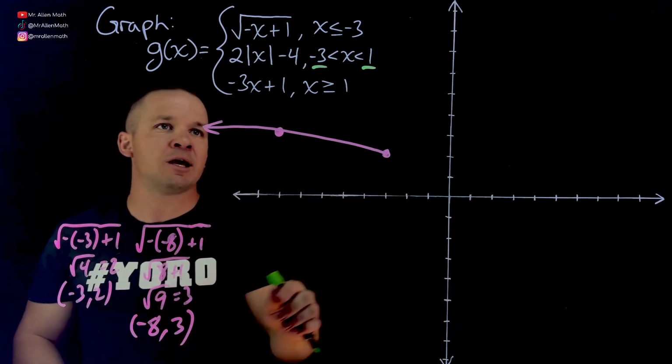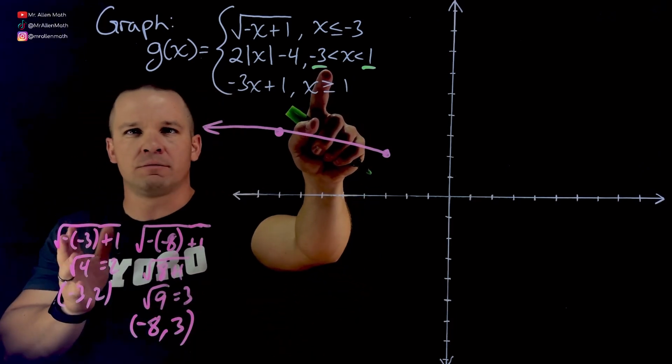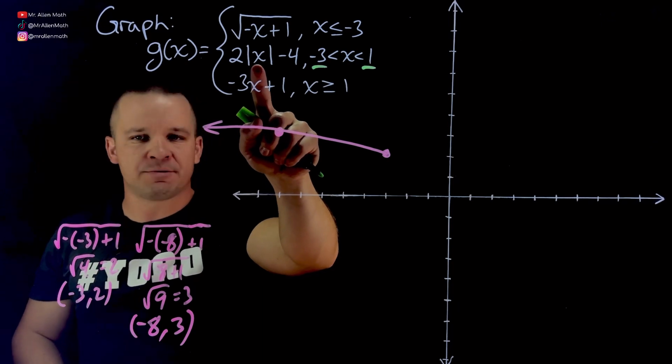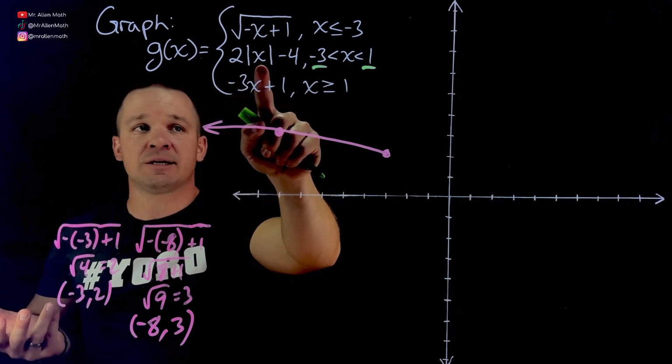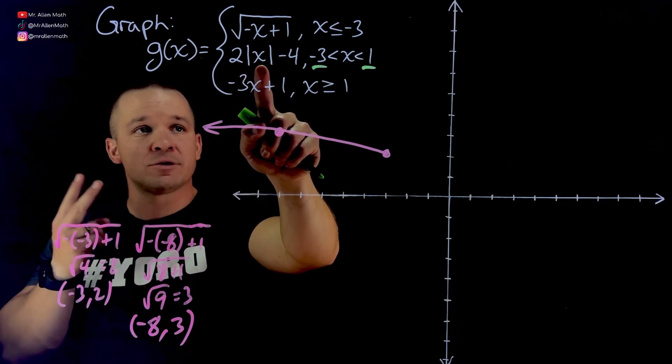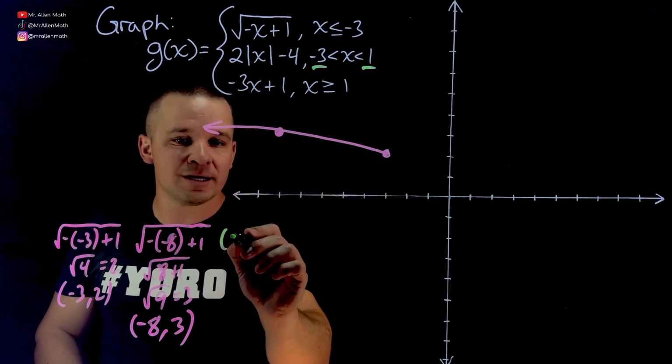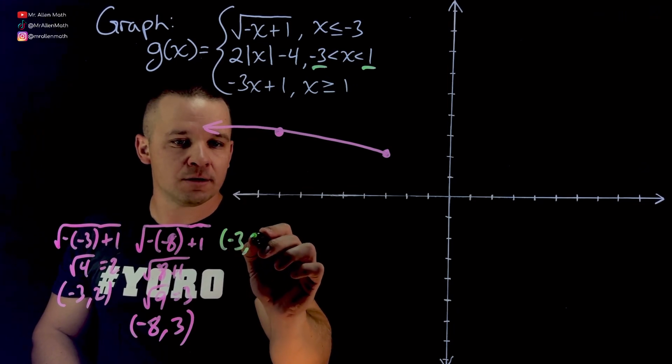So if I plug those in, I'm going to do this without writing anything down. -3, the absolute value of -3 is +3. What's 2 times 3? It's 6. 6 minus 4 is 2. So I will get the ordered pair -3, comma 2.